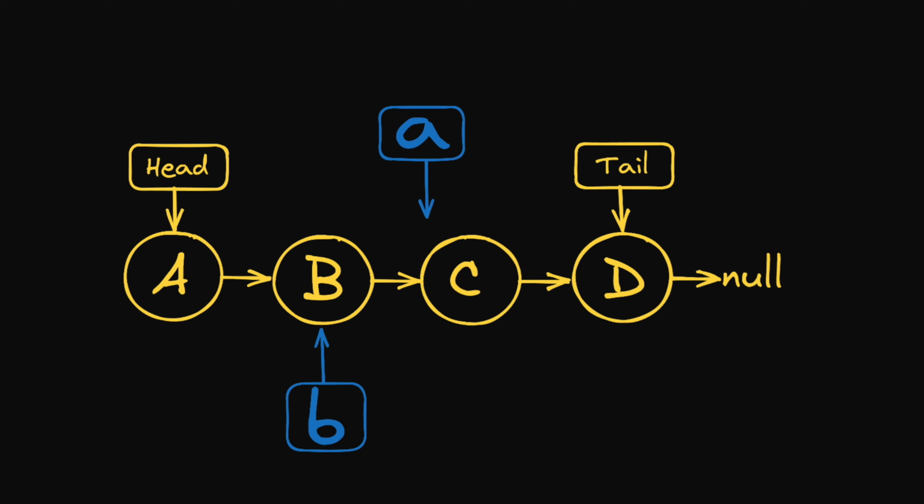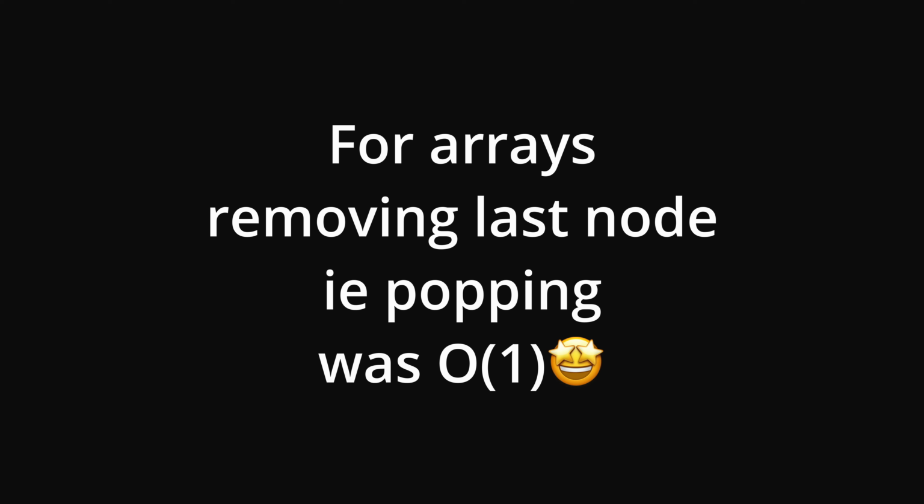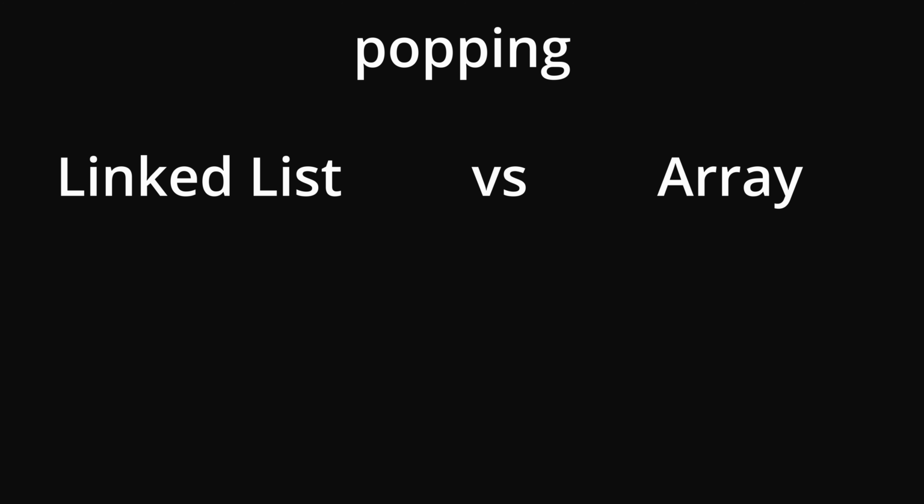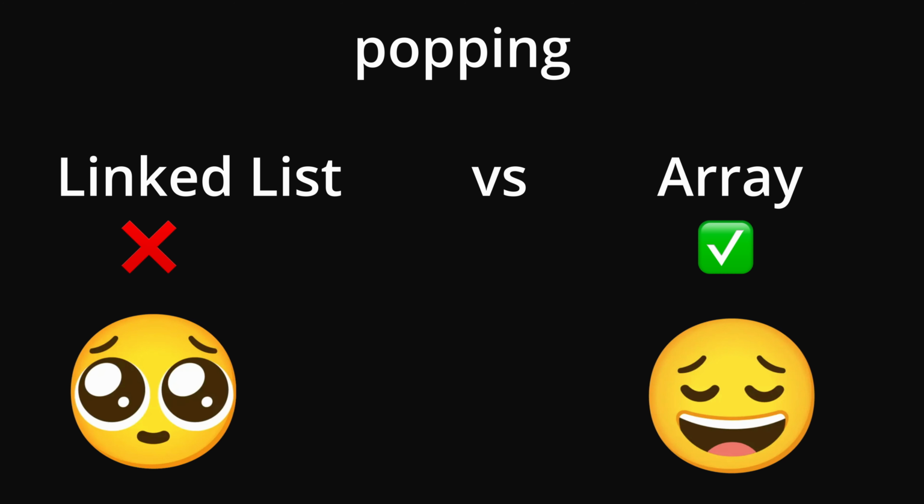So that was the pop function in a linked list. Now let's talk about its time complexity or big O notation. We have to iterate over the entire list using a while loop. So this was an O(n) operation, where n is the length of the list. That's quite slow as compared to arrays, where removing the last node was an O(1) operation. So if you want to use a data structure where you constantly need to delete from the end of the list, linked lists are not for you, and you should rather prefer arrays.